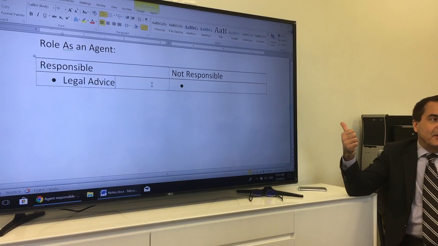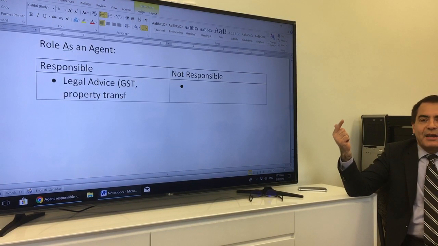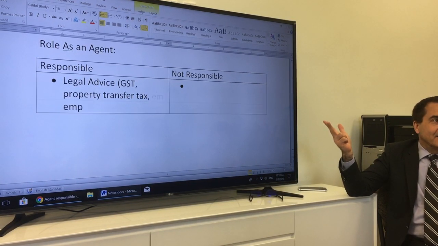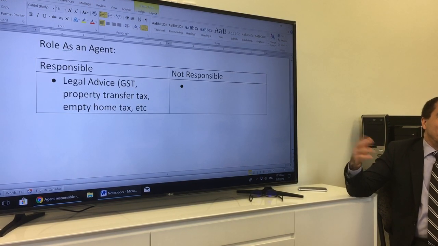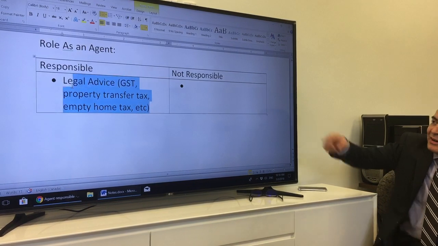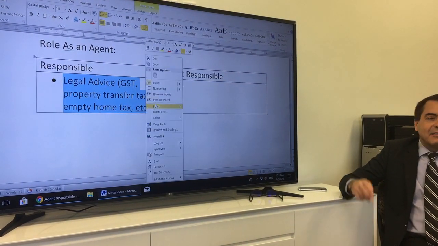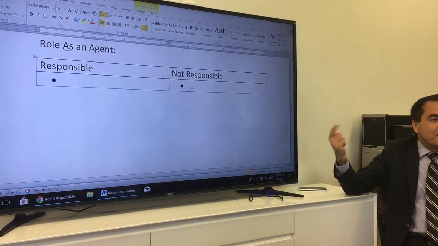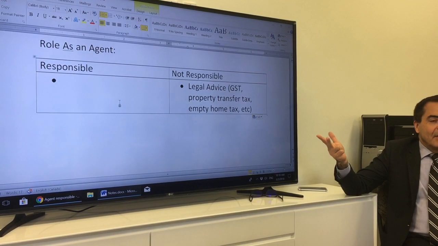Whether GST is applicable or not? Yeah. Whether they're exempt for property transfer tax? Whether the home qualifies for the empty home tax? Right? So those are things that you as a realtor have to avoid the temptation to tell people. We are not responsible for legal advice. So avoid that temptation to tell your clients whether GST is applicable, whether they're exempt from property transfer tax, whether the empty home tax applies.